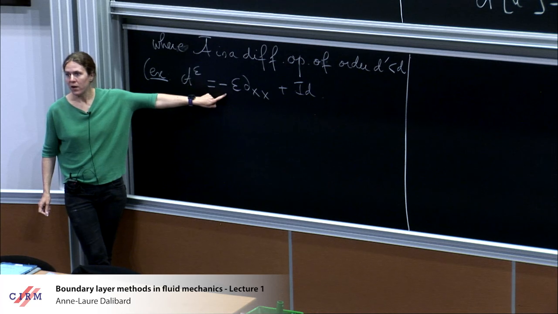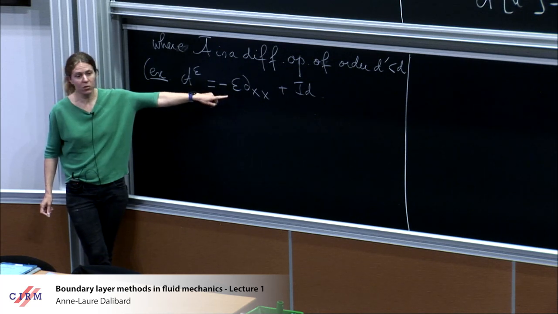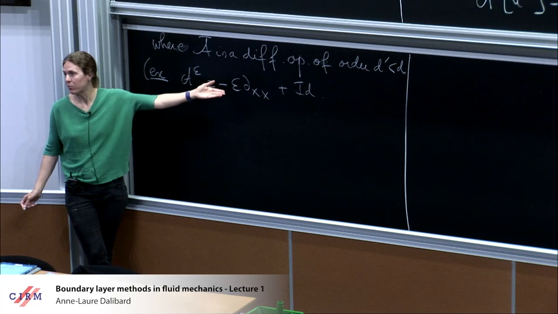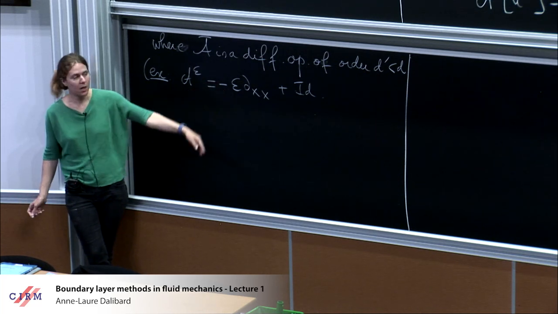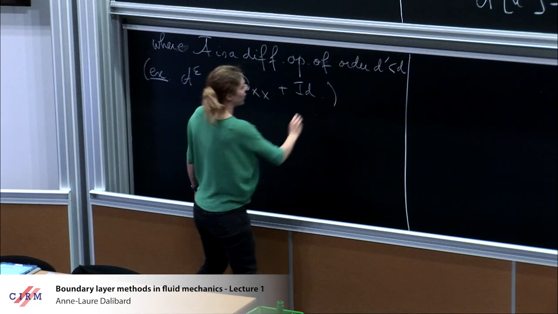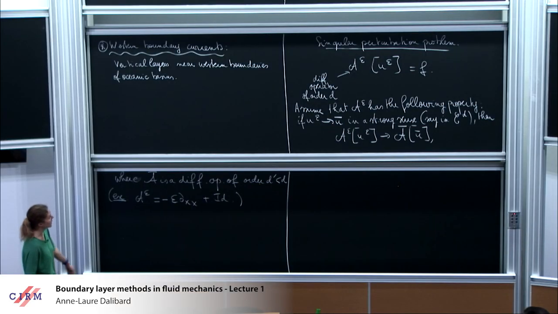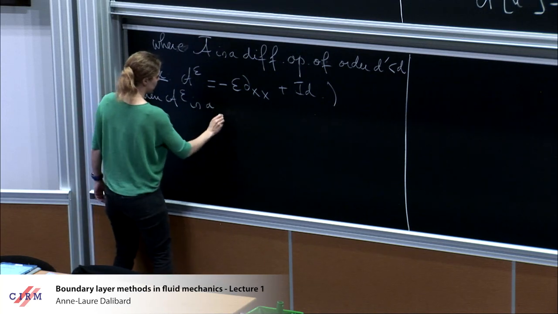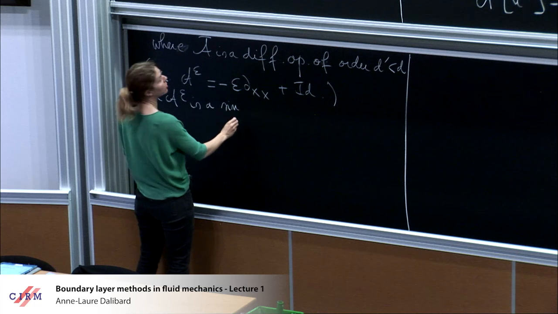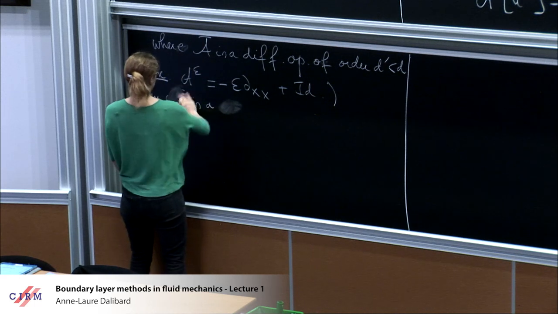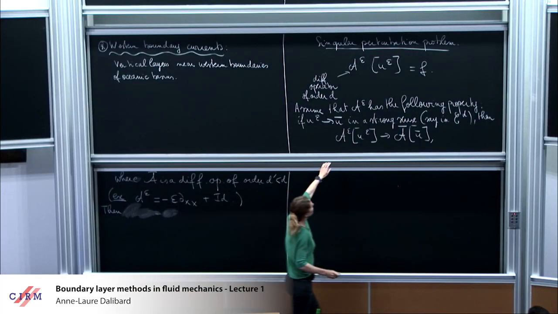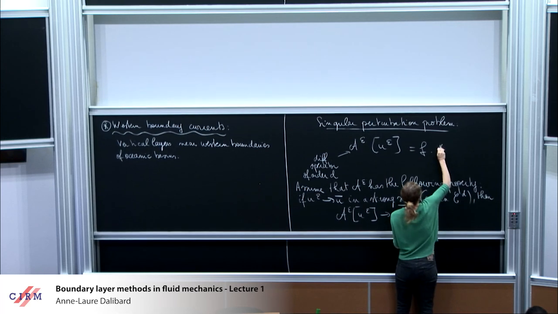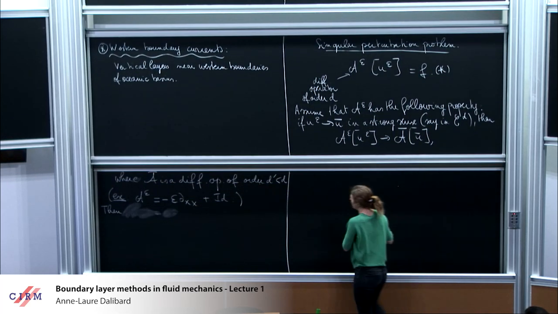And if I have a function u epsilon which converges towards u bar in C2, then A epsilon of u epsilon converges towards u bar. And so the limit operator is just the identity, which is of order 0. So in that case, you have d prime equals 0, d equals 2. If A epsilon has this property, then I say that A epsilon is a singular perturbation operator. This is a singular perturbation problem.